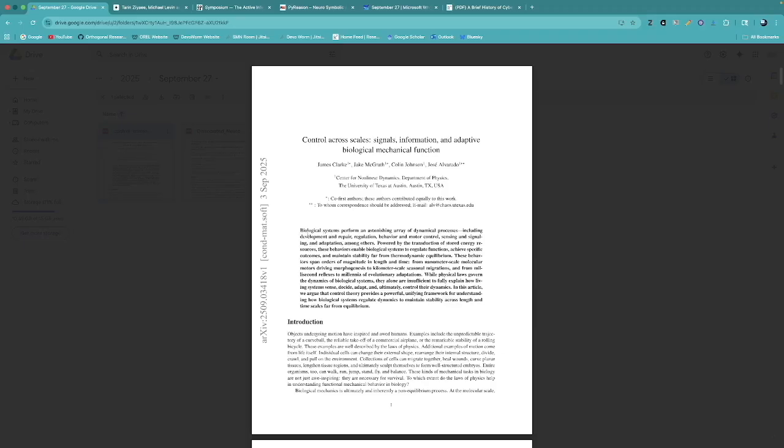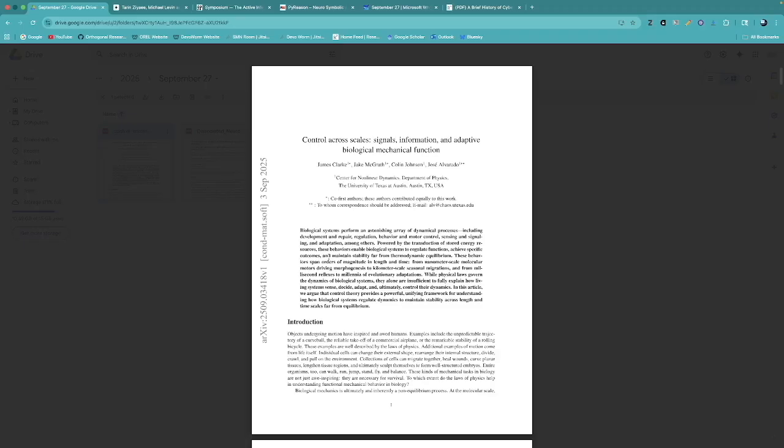So the abstract reads, biological systems perform an astonishing array of dynamical processes, including development and repair, regulation, behavior, and motor control. So there's this wide variety of behaviors incorporated into this. Sensing and signaling and adaptation, among others. So a whole range of behaviors across different types of systems. Powered by the transduction of stored energy resources, these behaviors enable biological systems to regulate functions, achieve specific outcomes, and maintain stability far from thermodynamic equilibrium.